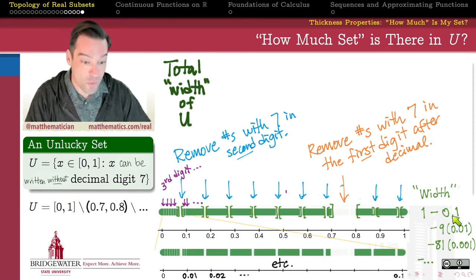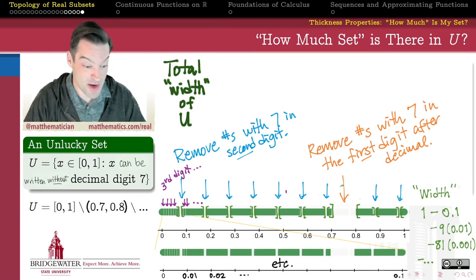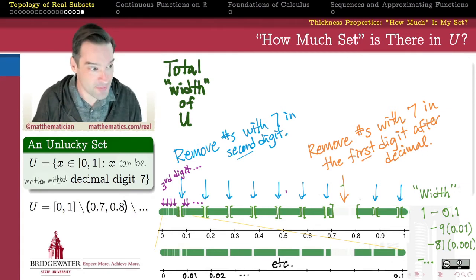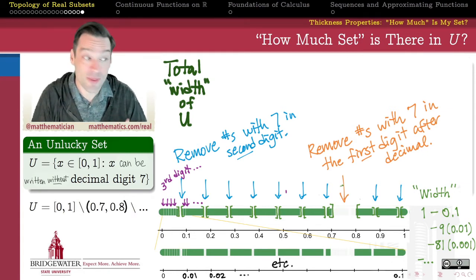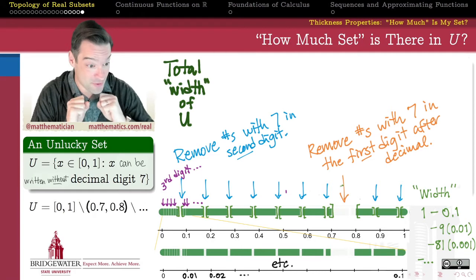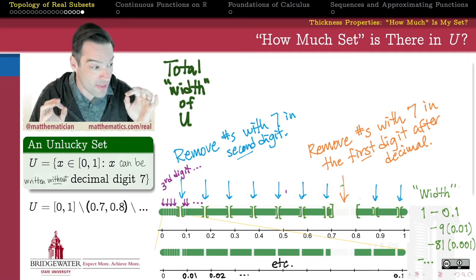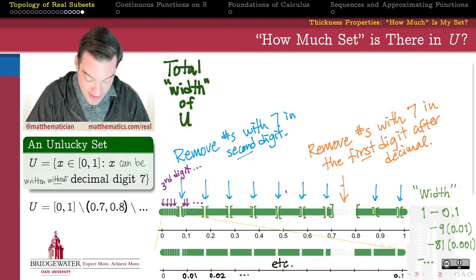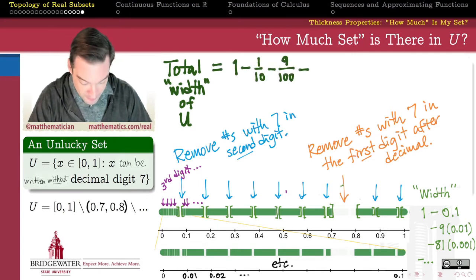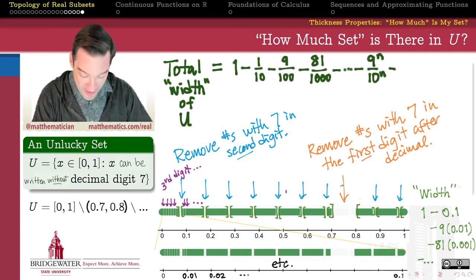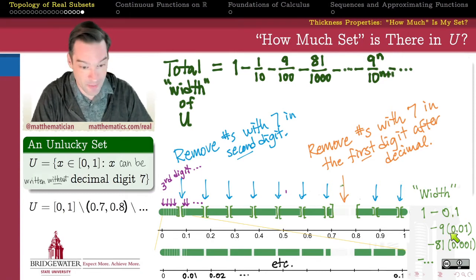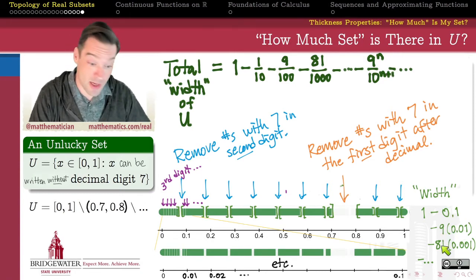So if I'm using the width of my set as a measurement of sort of how much set there is, what would be the total width of my unlucky set in the limit after I remove every single real number between 0 and 1 that needs to use a 7 in its decimal representation? Well, I started with something with a width of 1, I've taken away 1/10 from it, and then I've taken away 9 intervals with a width of 1/100th, 81 intervals with a width of 1/1000th, and so on.